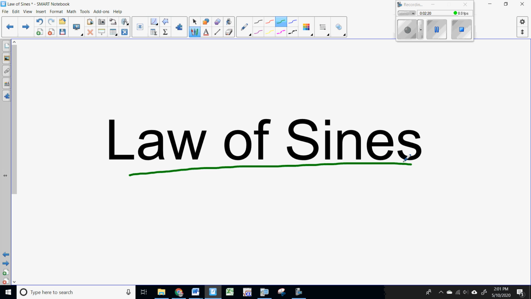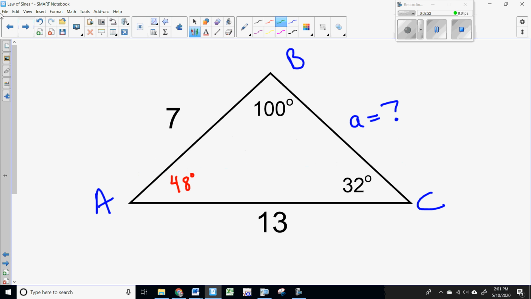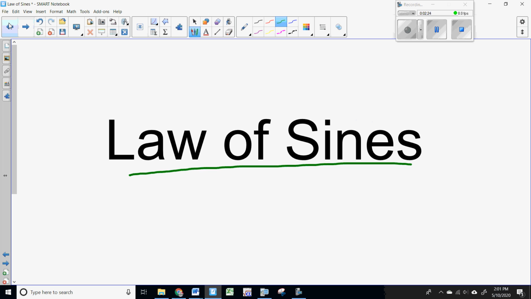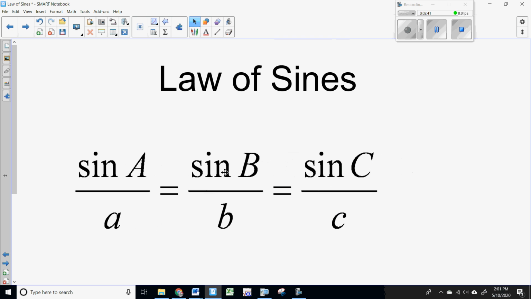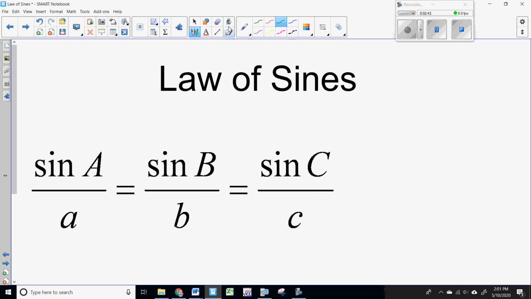How can we solve this triangle that doesn't have a right angle? We are going to use what's known as the law of sines. Now let me show you the law of sines. And here it is. So the law of sines is the sine of A over A equals the sine of B over B equals the sine of C over C. And these are always equal for every triangle.